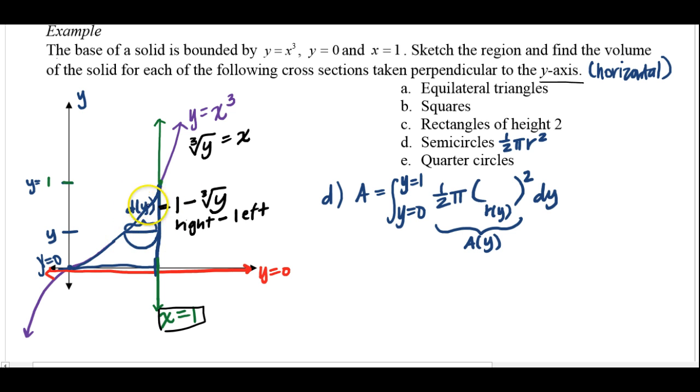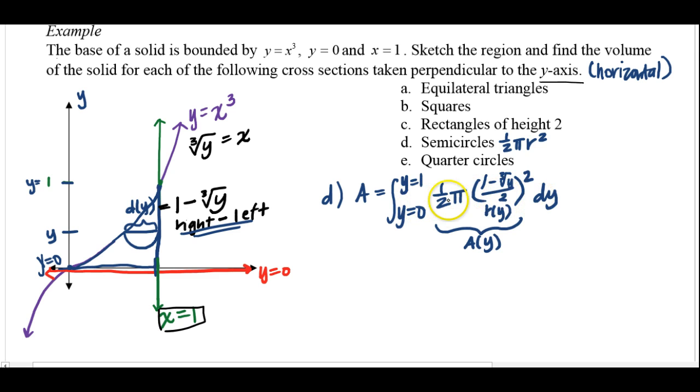So I'm going to call that d of y, which still equals right minus left, 1 minus the cube root of y. But in my formula, I need the radius, so I'm going to have to take half of the diameter. So what goes inside these parentheses is 1 minus the cube root of y squared. So now this is a function of y here, as I need it to be.